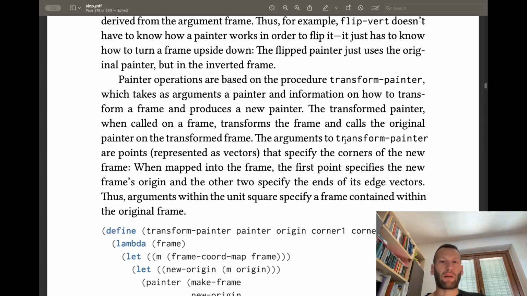Painter operations are based on the procedure transform-painter, which takes as arguments a painter and information on how to transform a frame and produces a new painter. The transformed painter, when called on a frame, transforms the frame and calls the original painter on the transformed frame. The arguments to transform-painter are points, represented as vectors, that specify the corners of the new frame. When mapped into the frame, the first point specifies the new frame's origin and the other two specify the ends of its edge vectors.